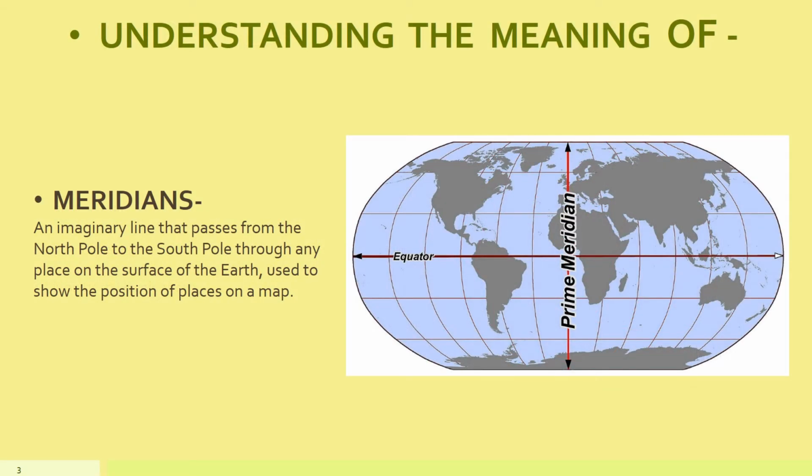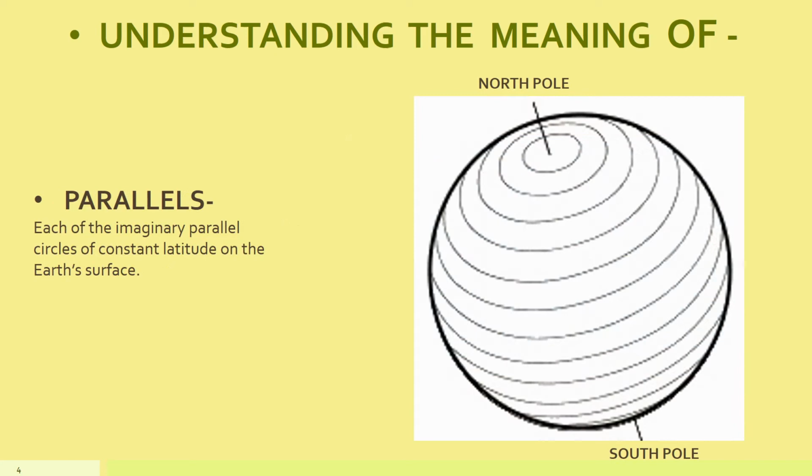The vertical lines drawn on the globe are called meridians of longitude. One of these meridians is considered to be 0 degree. It is known as the prime meridian. The horizontal lines drawn on the globe are called parallels of latitude. The equator is considered as 0 degree parallel. It is the largest parallel.